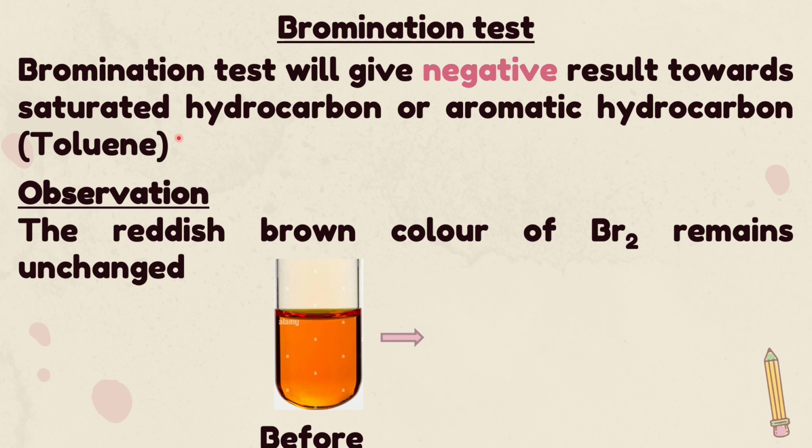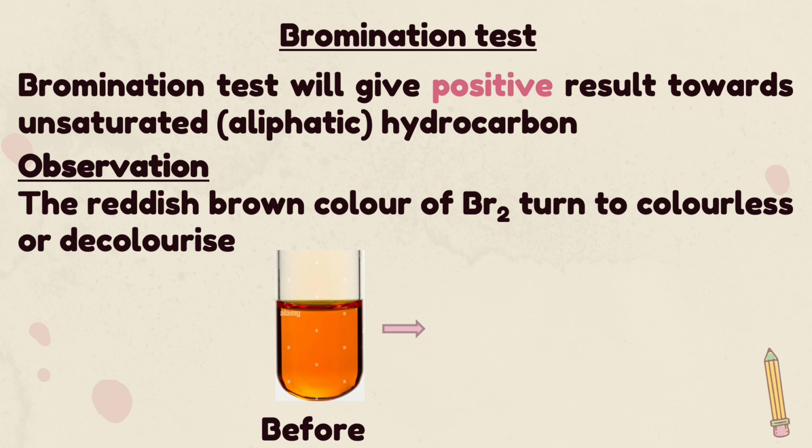So macam toluene lah. So kalau saturated hydrocarbon, sebab kita guna bromine kan, the color of the bromine is reddish brown. So if we treat the saturated hydrocarbon or the toluene with bromination test, what will be observed is the reddish brown color of bromine itu will remain unchanged. Maknanya from reddish brown, dia stay kepada reddish brown.